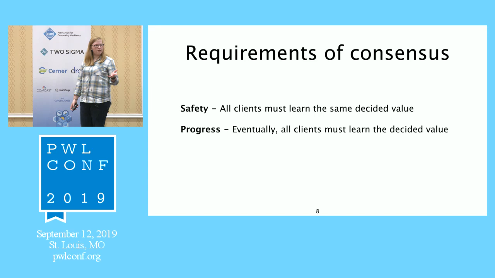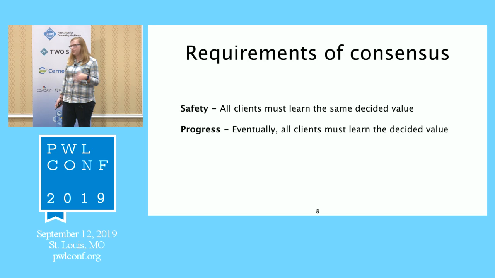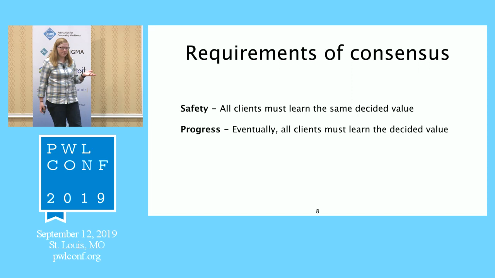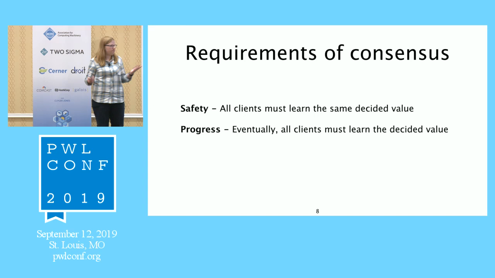We need to guarantee two things to solve consensus. Firstly, safety: all the clients in the system learn the same decided value. That seems reasonable, right? And progress: eventually, a client will learn the value that's been decided.